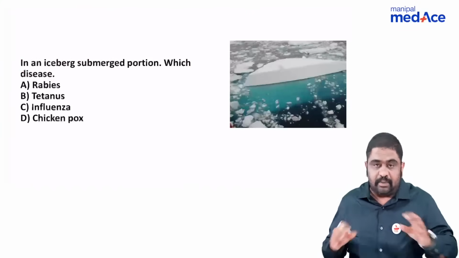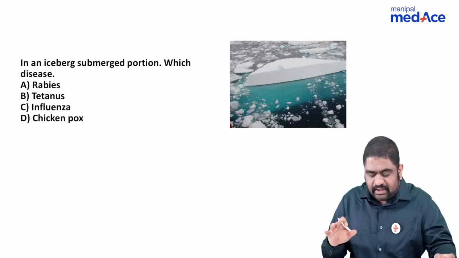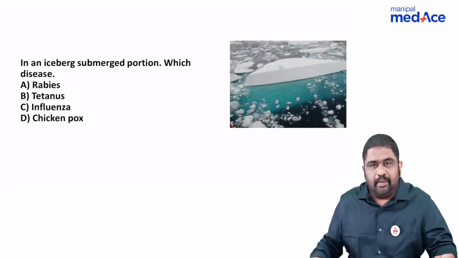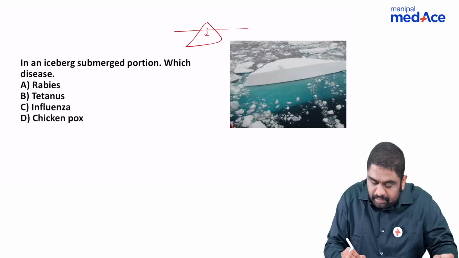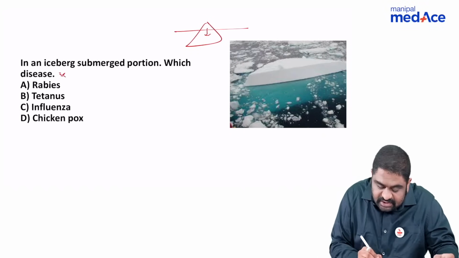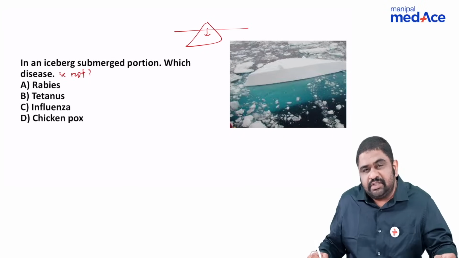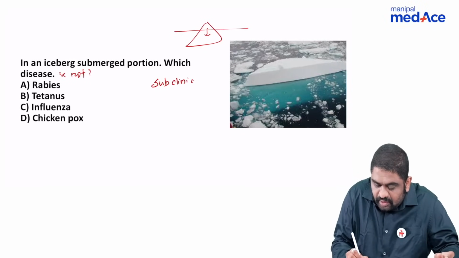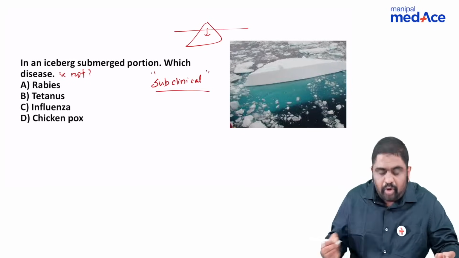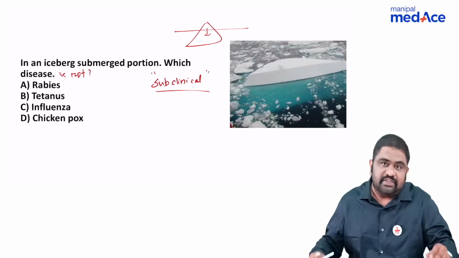Now, let's look at the first MCQ which we got incomplete. This is both a PSM question and also a microbiology question. It says that among the four options, which one is not actually a part of the iceberg submerged phenomena? That is, when you look at the iceberg, the submerged portion, which disease is not a part of the submerged portion? Iceberg submerging means what? We are focusing on subclinical infection. So the question can be rewritten as, among the four choices, which one has the subclinical course? Which one does not have the subclinical course?